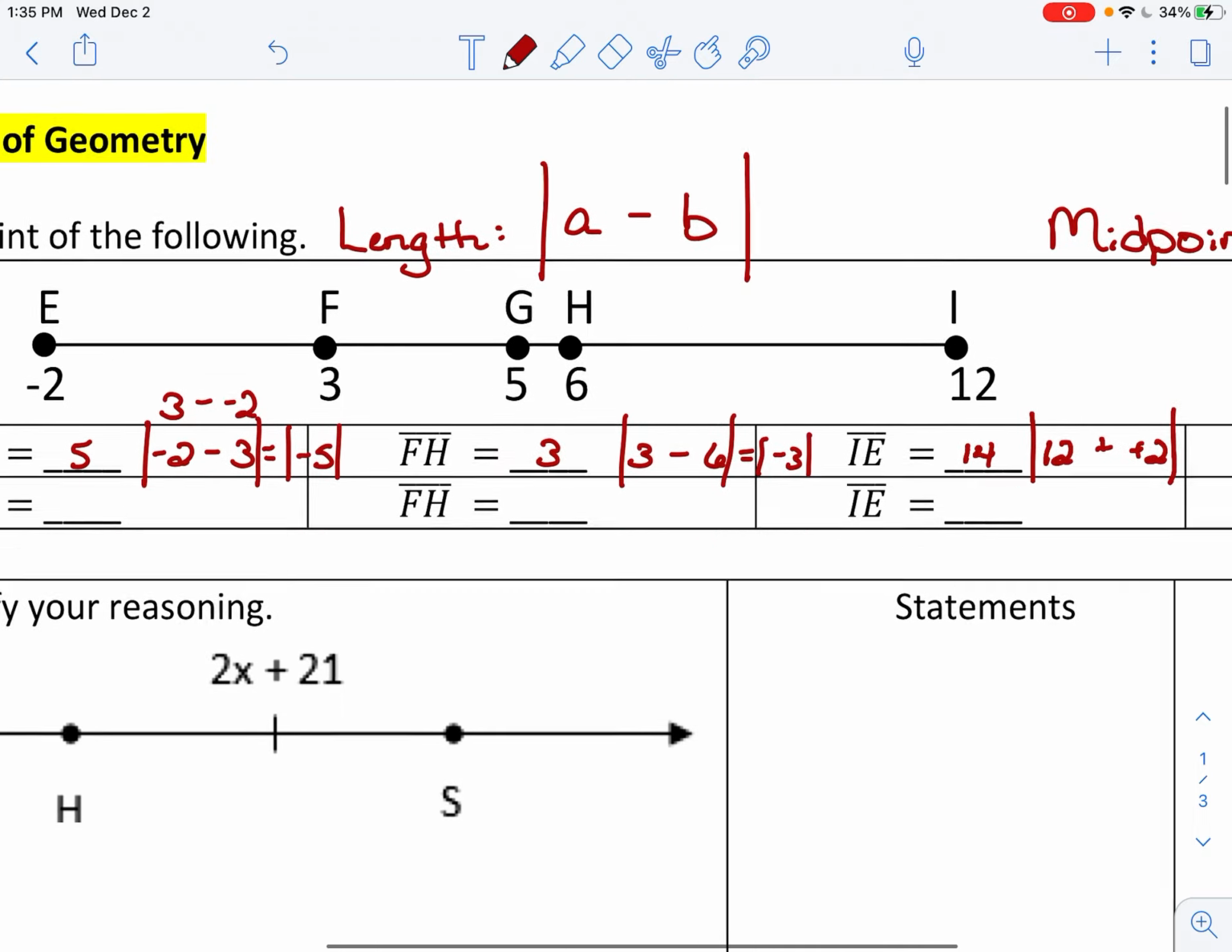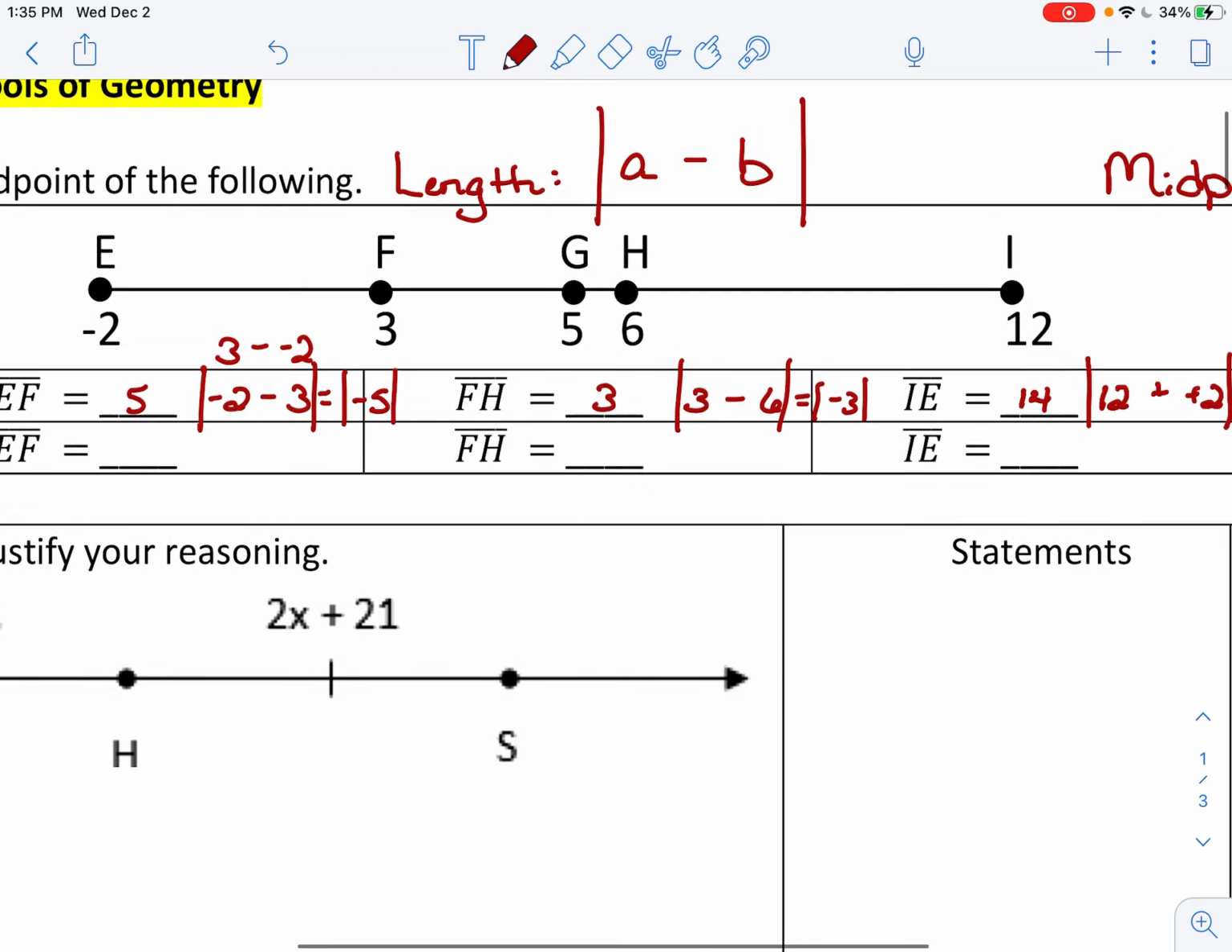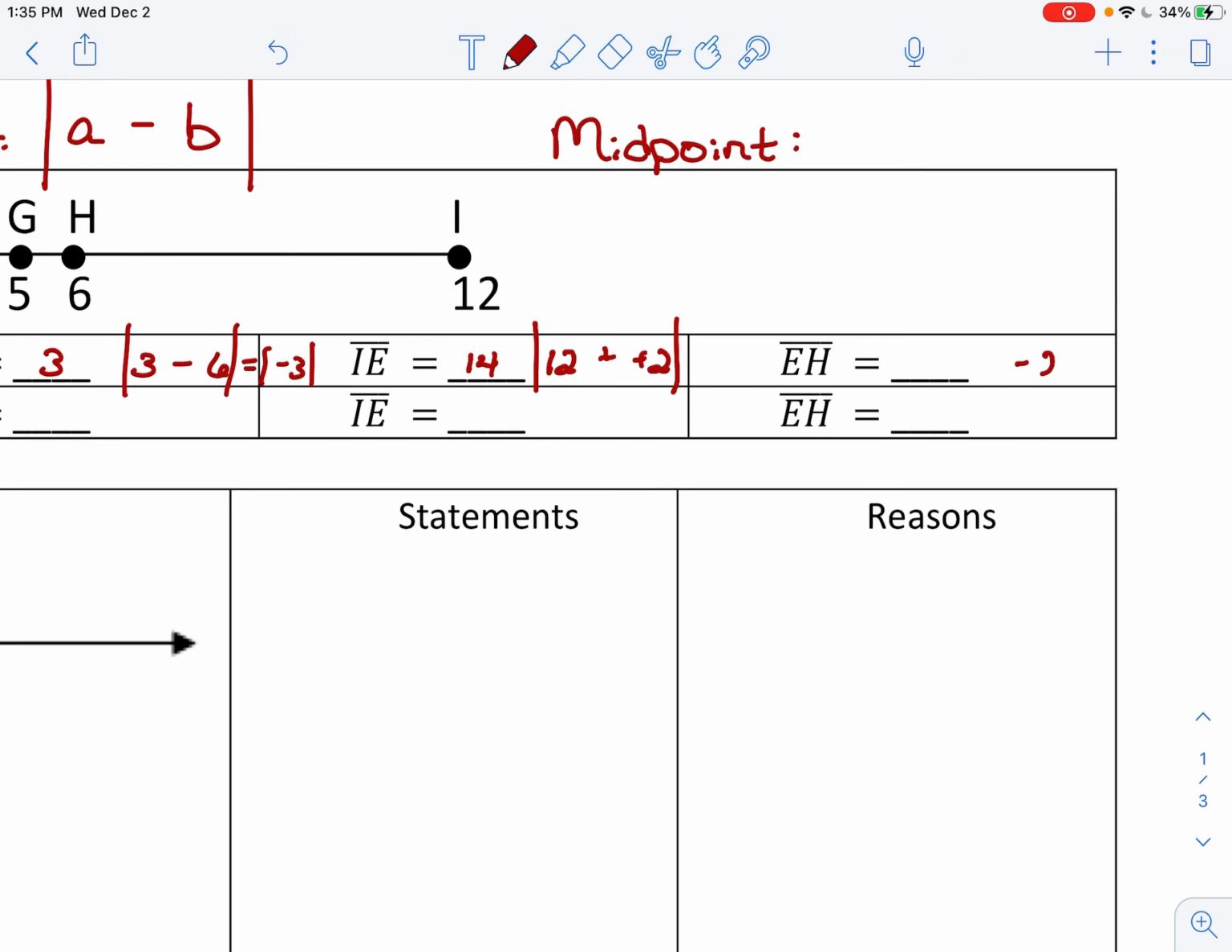And last one on this row is EH. That is -2 to 6. So I'm going to take my two numbers, put a minus sign between them, take the negative off.